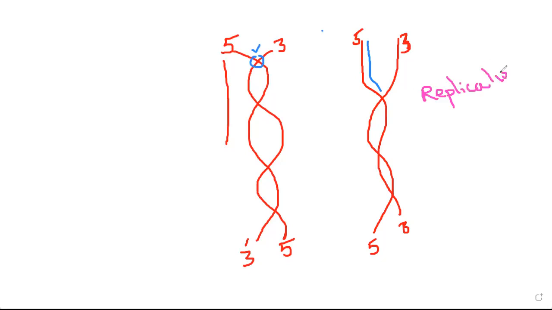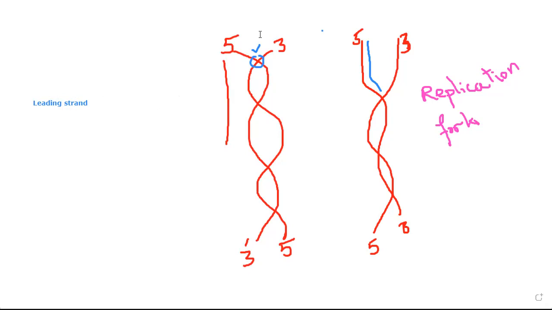This is called the replication fork. The first strand, which is moving towards the replication fork, is called the leading strand. Please make note of this. Leading strand. So what is a leading strand? A leading strand is a new strand which is moving towards the replication fork.